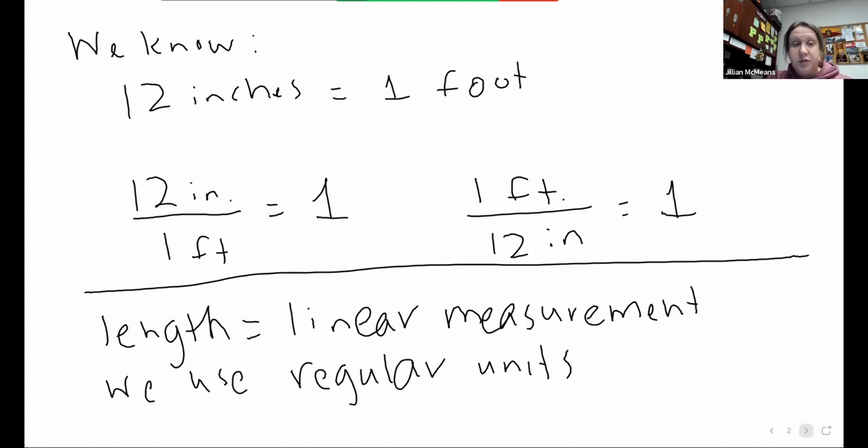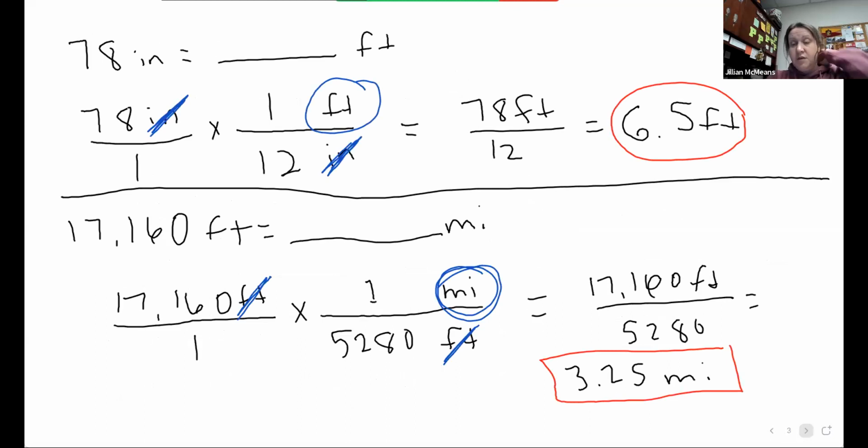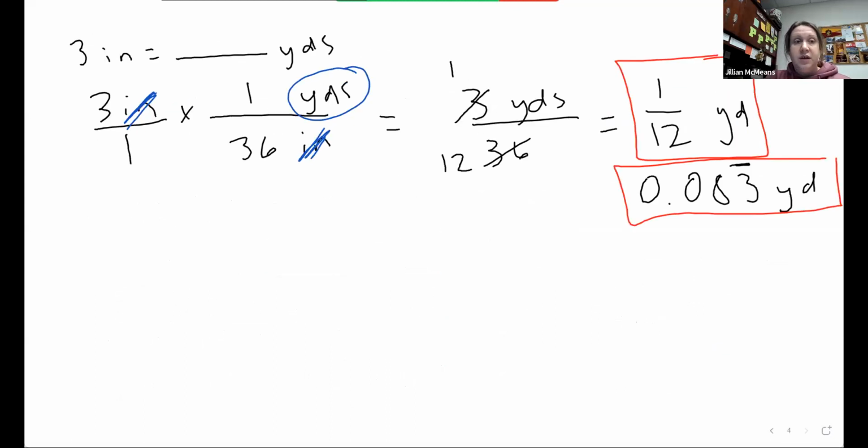So when you look at the examples we did here, when we convert 78 inches to feet, we just use plain old feet. When we convert feet to miles, we just use plain old miles. When we convert inches to yards, we just use plain old yards. In future sections, instead of using yards, you would use square yards or cubic yards, okay? So just know that in the next video, we'll talk more about how we represent the units, okay? For now, let's go ahead and talk about the metric system, okay?